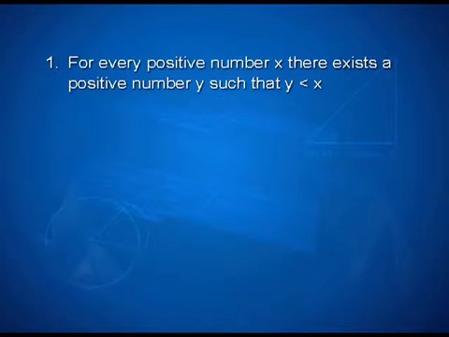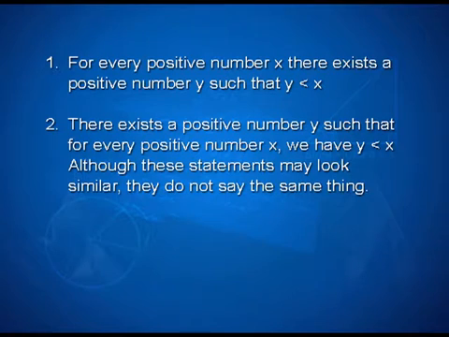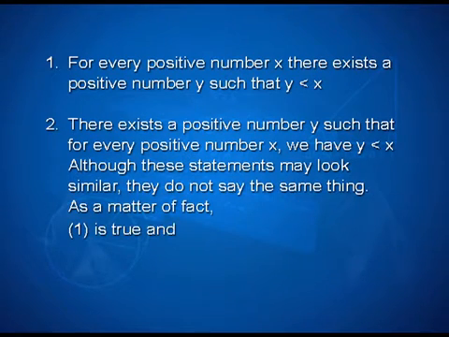First, for every positive number x, there exists a positive number y such that y is less than x. Second, there exists a positive number y such that for every positive number x, we have y less than x. Although these statements may look similar, they do not say the same thing. As a matter of fact, one is true and two is false.